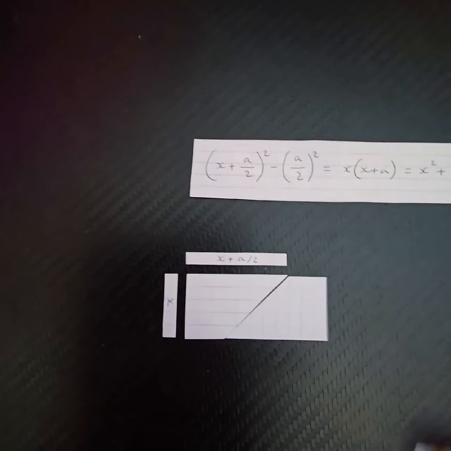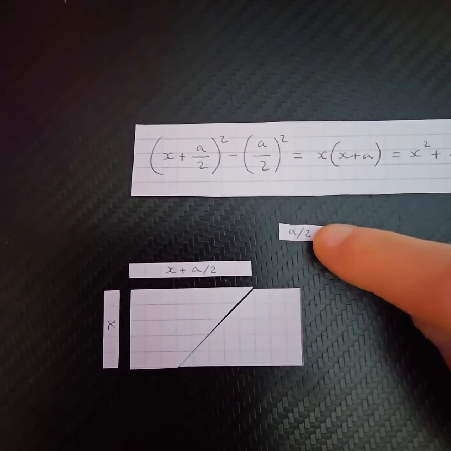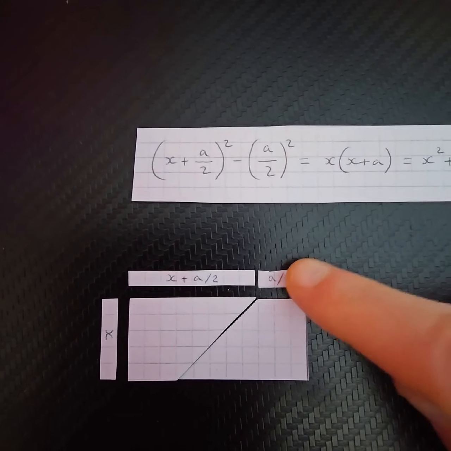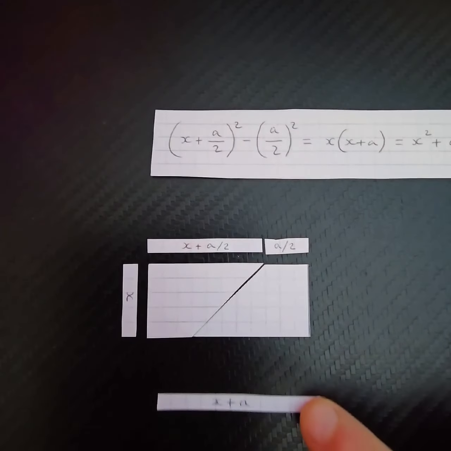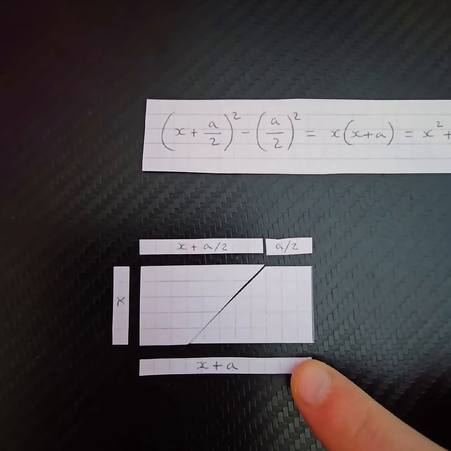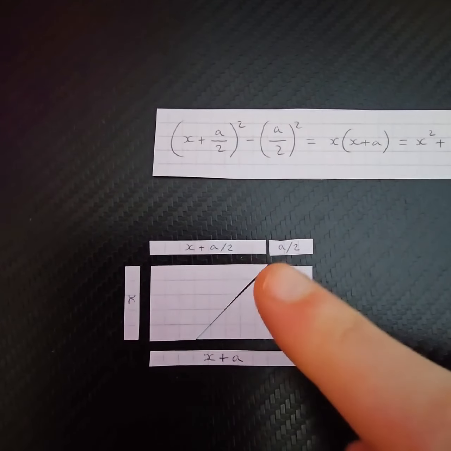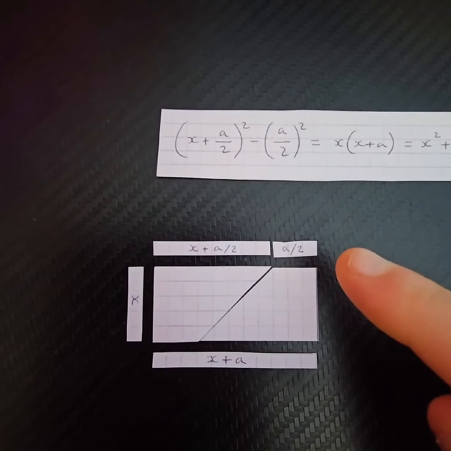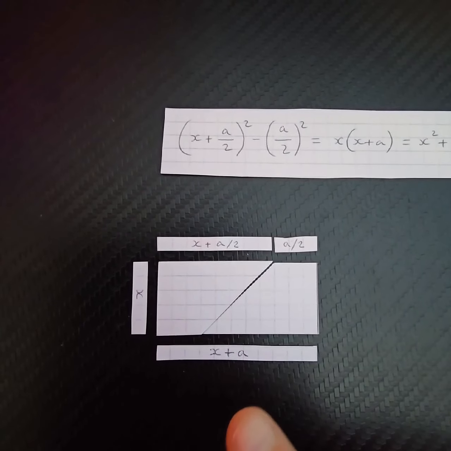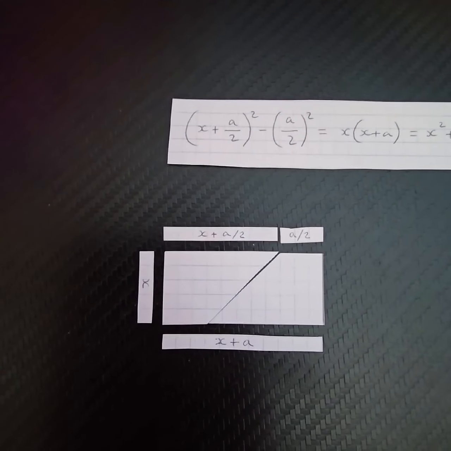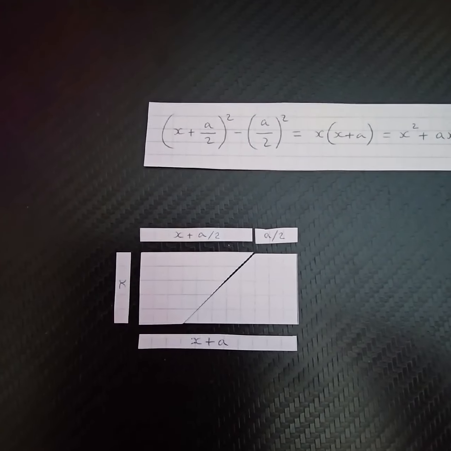forming a rectangle. This length up here is a divided by 2, which means that the length going right across over here is x + a, because x + a/2 plus a/2 is x + a. And the area of this rectangle over here is x times (x + a).